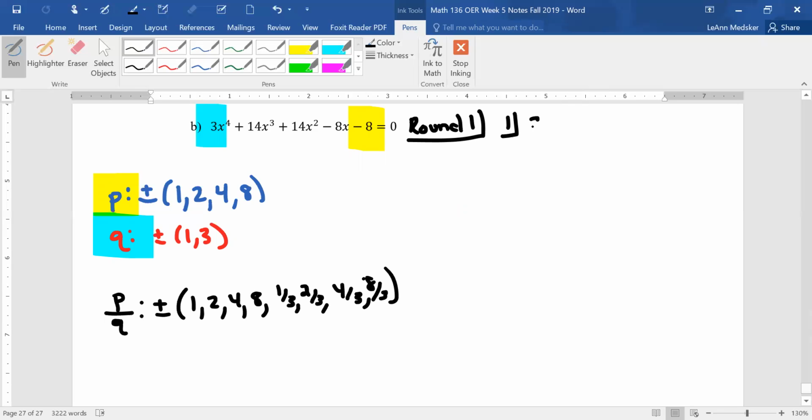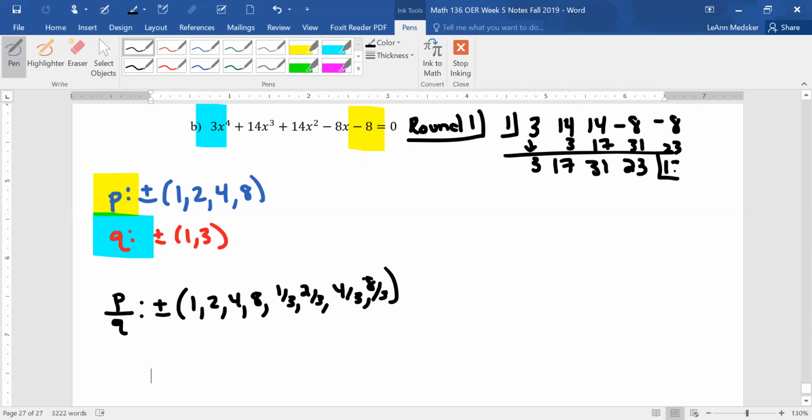So this would be, let's get our coefficients lined up. We're not missing any powers. So there's a 3, a 14, a 14, a -8, and a -8. Pull down the 3, multiply, that's 3, add, it's 17. Multiply, add, that's 31, multiply, and that's going to be 23, and then multiply, we get a remainder of 15. So not 0, so 1 does not work.